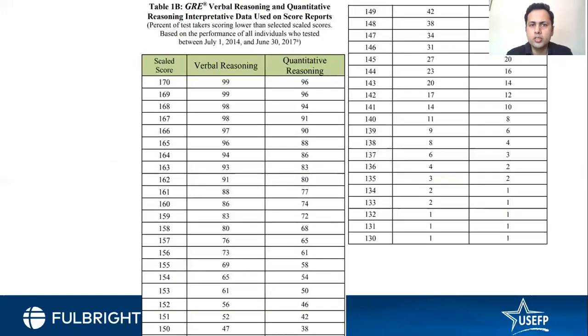Now this scale shows how your marks vary with score with reasoning. So if a person gets 150, it means that he is better than 47% people. Look at the bottom of the screen. If he has 150 marks, it means that he's better than 47% people in the verbal and 38% people in the quantitative. So improving your score by 3, if you come to 153, suddenly you're better than 50% people.